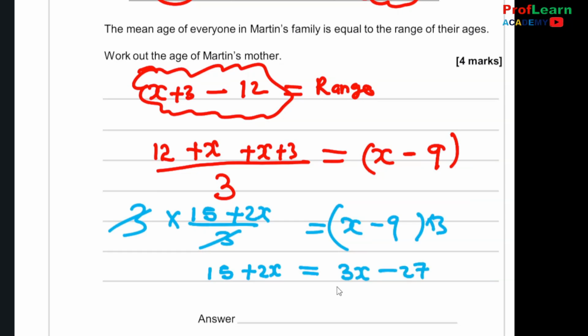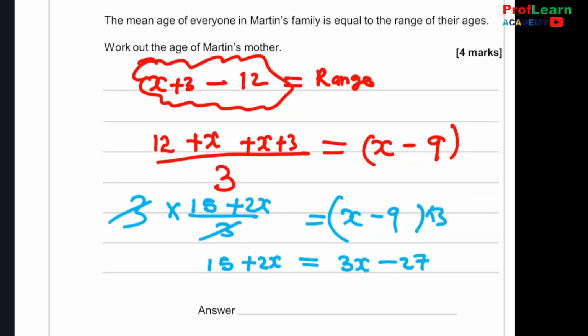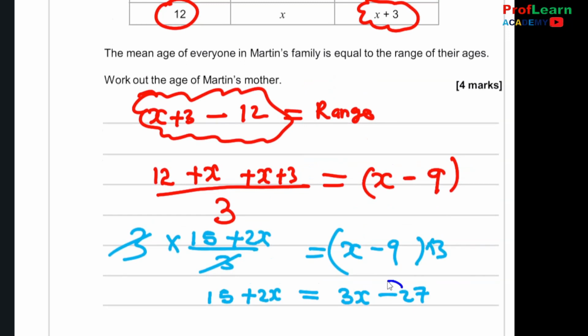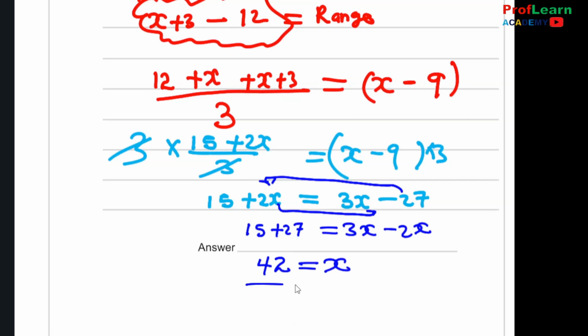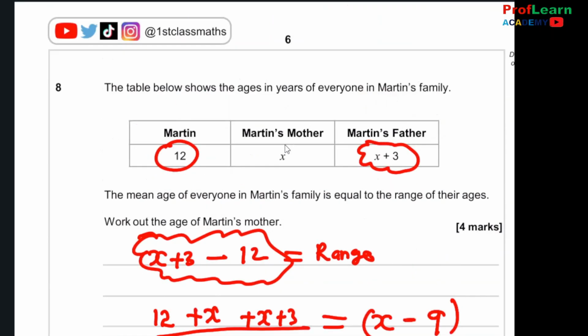Putting the like terms together so that we can be able to find the value of x, we shall actually take this on the other side of the equal sign and also shift this on the other side of the equal sign, and this is going to reduce to 15 plus 27 equals to 3x minus 2x. And actually, if you add this, we are going to get it as 42 equals to x. And since the mother was x, so the mother is 42 years old. The dad is going to be 45 years old.